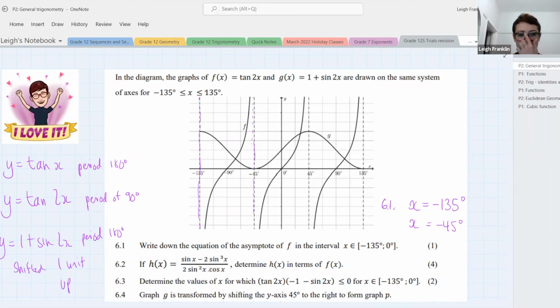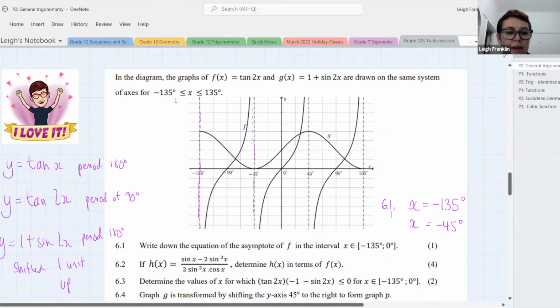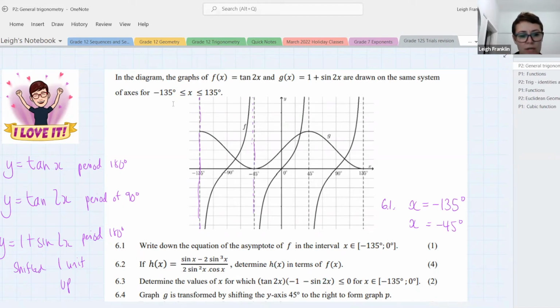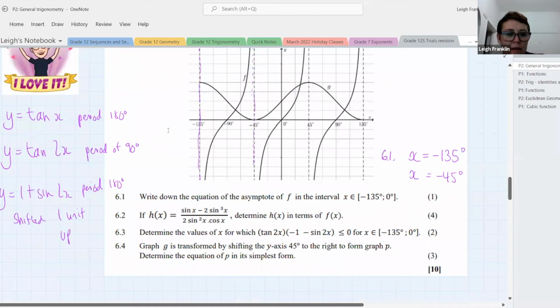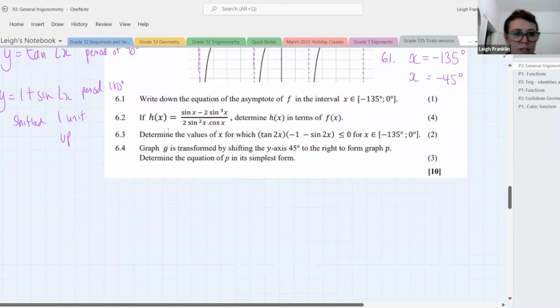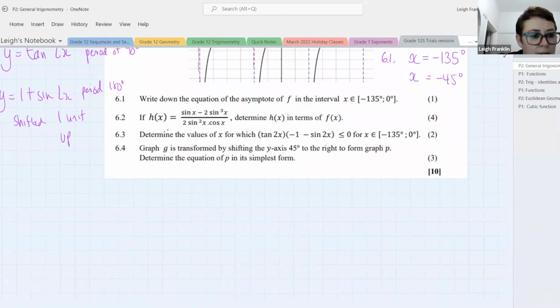Question 6.2. Now, things start to get more difficult again. If h of x is sine x minus 2 sine cubed x over 2 sine squared x times cos x, determine h of x in terms of f of x. All right, so now there's a little bit of calculating that we need to do here, right? So we've been given an expression in 6.2 for h of x. All right, so don't panic, okay? Just think about the things that we know how to do.